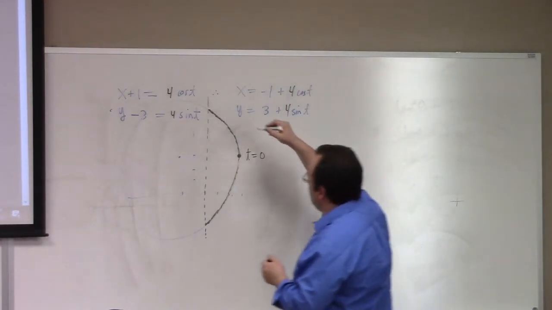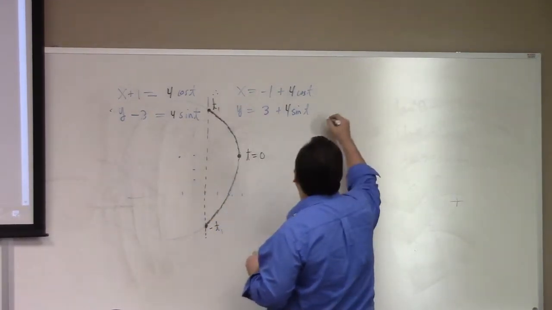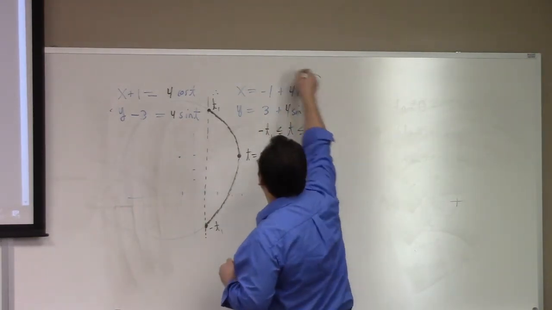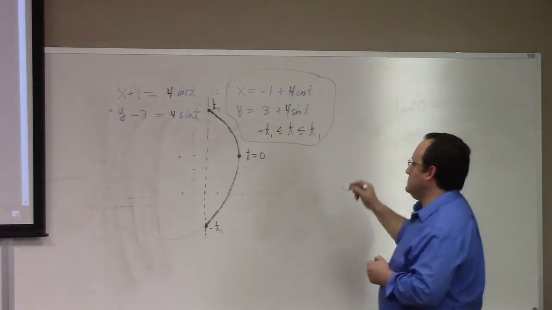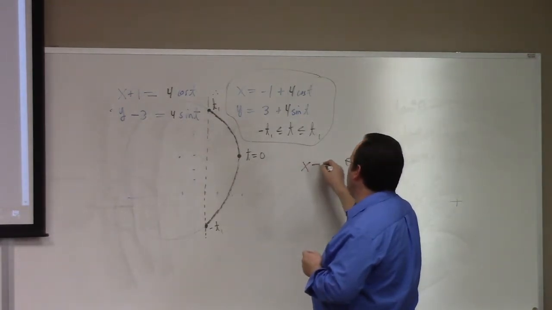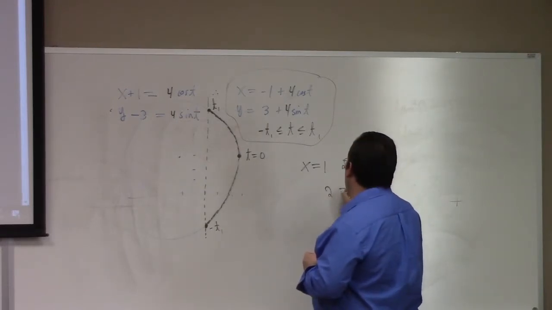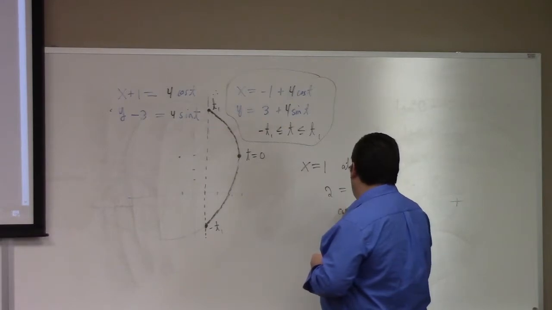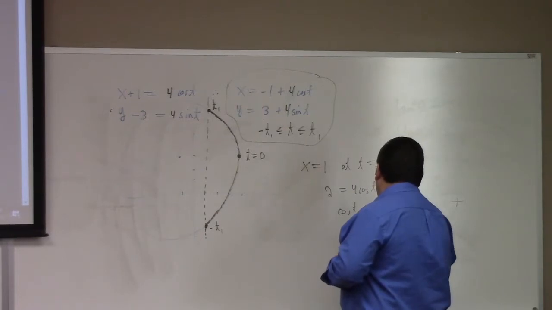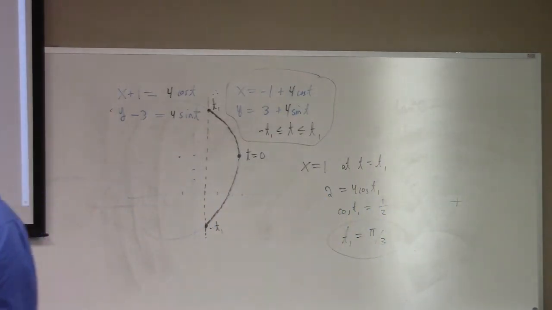And so you need to figure out whatever this time is, time 1. This is by symmetry minus time 1. And so you're going to go minus t1 less than or equal to t less than or equal to t1. How do you figure out what t1 is? Set x equals 1 at t equals t1. So we've got 2 equals 4 cosine t1. So cosine t1 is equal to 1/2. So t1 is pi over 3. So that was what was supposed to happen.